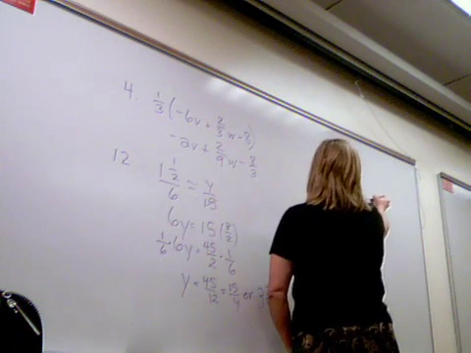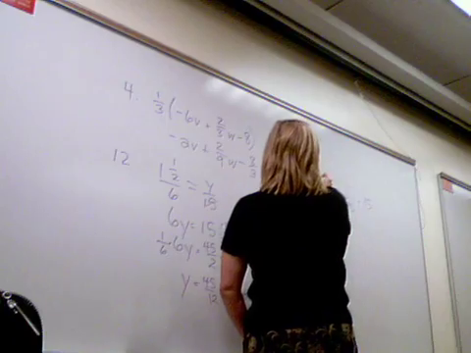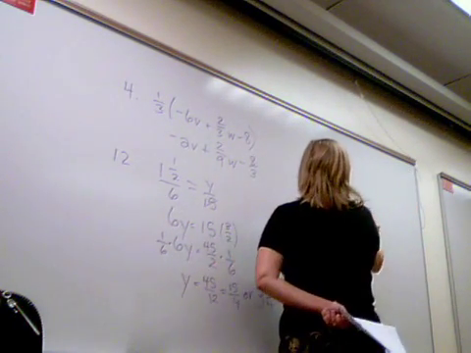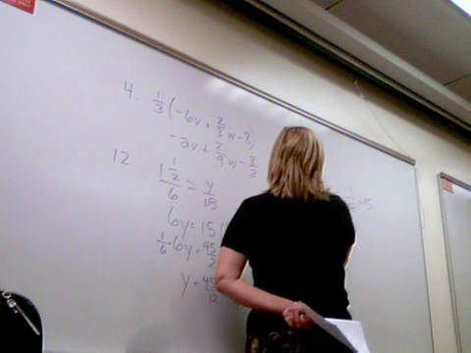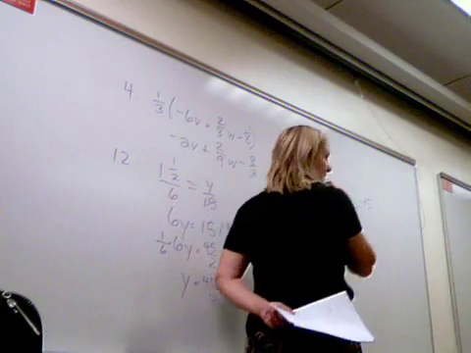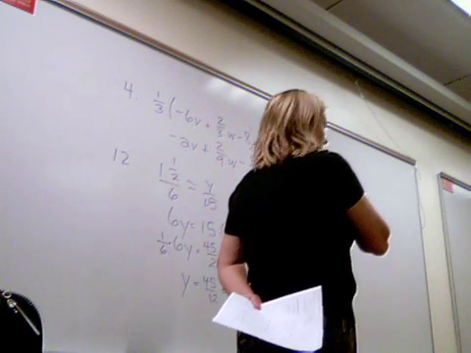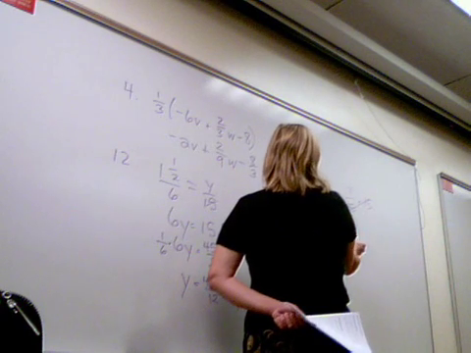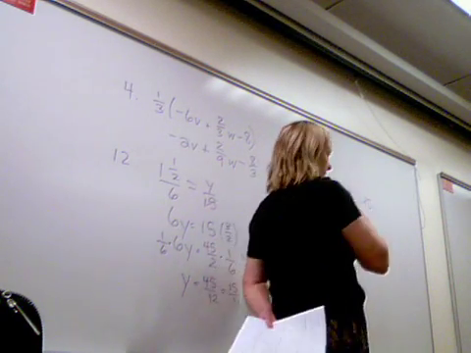Okay, so she just brought the 15 to the other side, which is perfectly fine. Then you're not going back and forth. This crosses out, and you just have your y. Over here you have 15 times 3/2 over 6. Okay, so you want to simplify this. Then what?